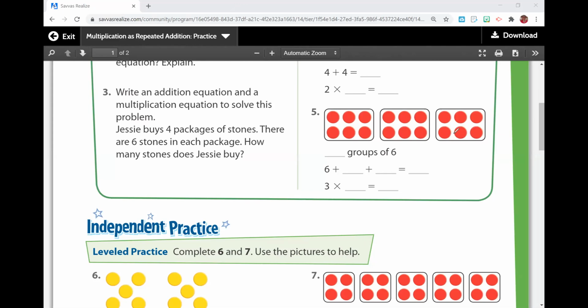How many groups of 6 do I have? 1, 2, 3. I have 3 groups of 6. Now, how do I find out the answer to a multiplication problem using addition? I use repeated addition. So that means this first one has 6. This second one has 6. This third one has 6. Each group has 6. Then I can add 6 plus 6 is 12. And 12 plus 6 is 18.